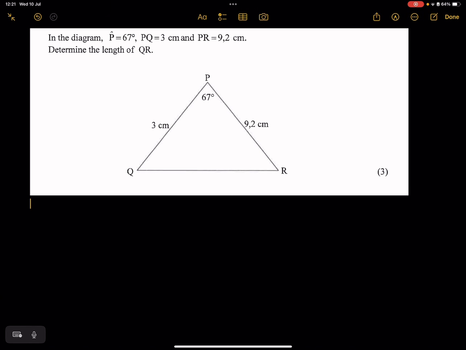They say in the diagram we've got angle P, which is 67 degrees. We've got PQ, which is 3 centimeters. Note the units. And PR, which is 9.2 centimeters. Determine the length of QR.